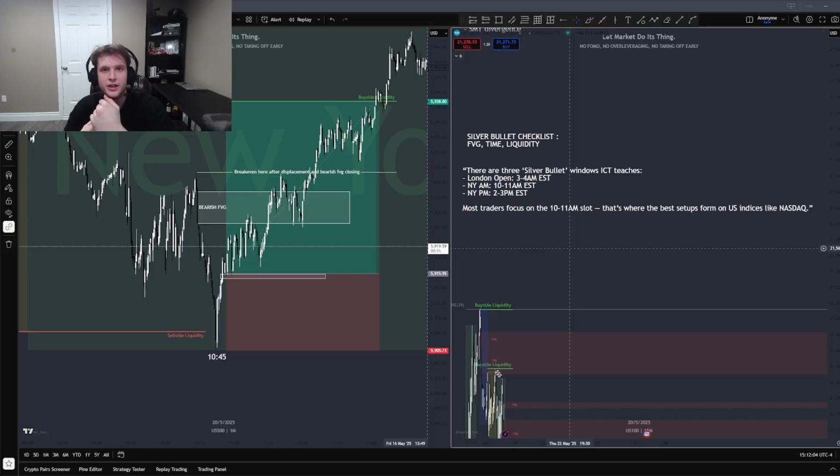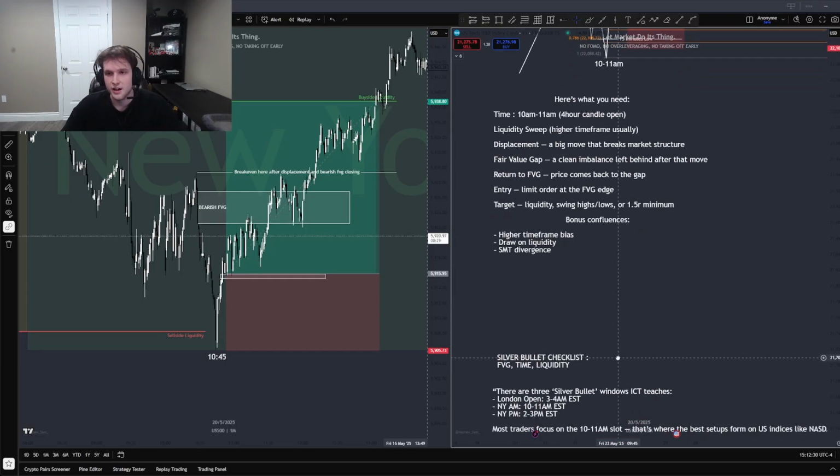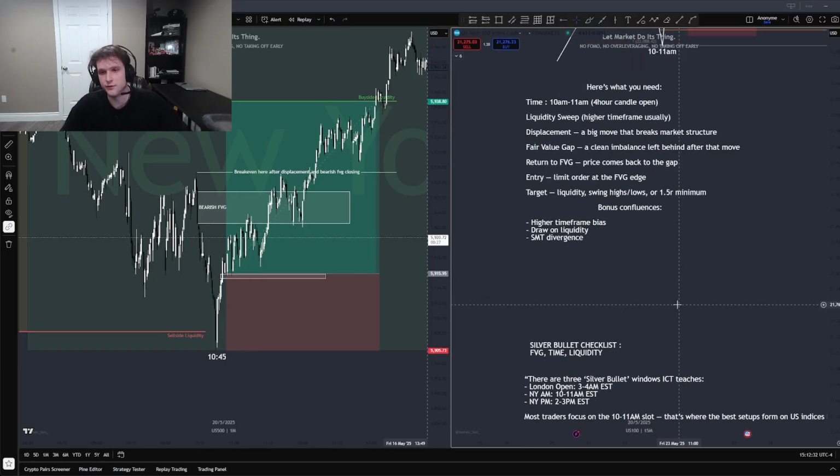There are three technical Silver Bullet windows: the London Open at 3 to 4 a.m., the New York Open at 10 to 11 a.m., and the New York PM at 2 to 3 p.m. But most traders, including myself, usually look for this setup during the 10 to 11 a.m. slot, because that's where the best setups form for NASDAQ. So here, I'm going to give you everything that you need for it.